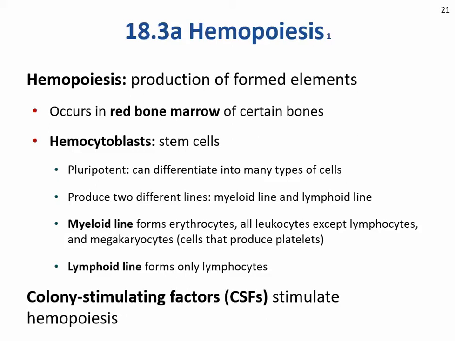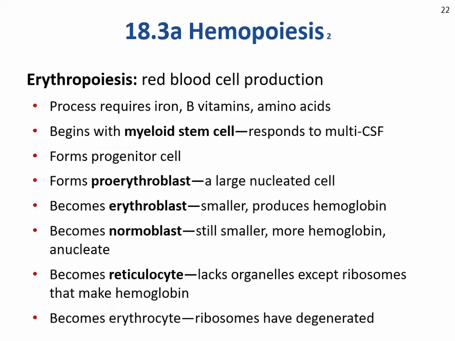So what causes these stem cells to differentiate into these different types of cells? Really, there is a bunch of different factors, different hormones, etc. They tend to be called colony-stimulating factors, and they stimulate hematopoiesis. They stimulate the colonies formation. So we'll start out with red blood cells. And red blood cell formation is called erythropoiesis, making of red blood cells.